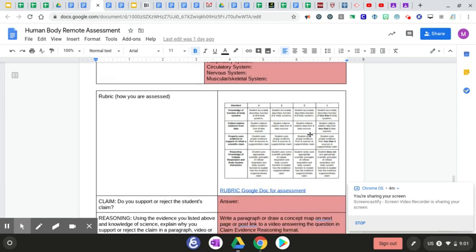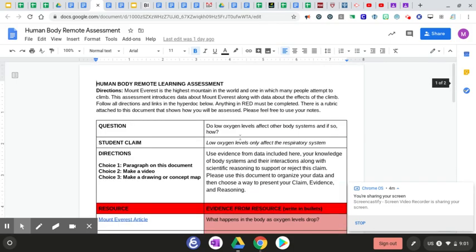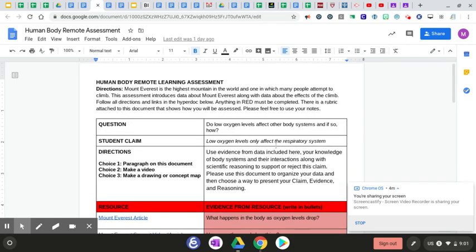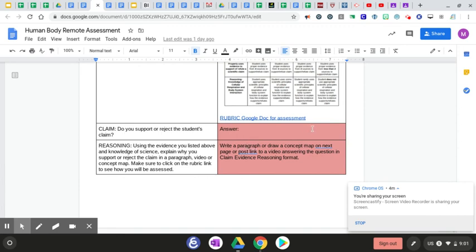And if you want to click on this is how you're going to be assessed. I have another document that I'm going to post with the assignment that you can actually assess yourself. Down here, claim, do you support or reject the student's claim? Remember the claim was back up here. Low oxygen levels only affect the respiratory system. So you can say, yes, they only affect the respiratory system, or you can say, no, they affect other systems.